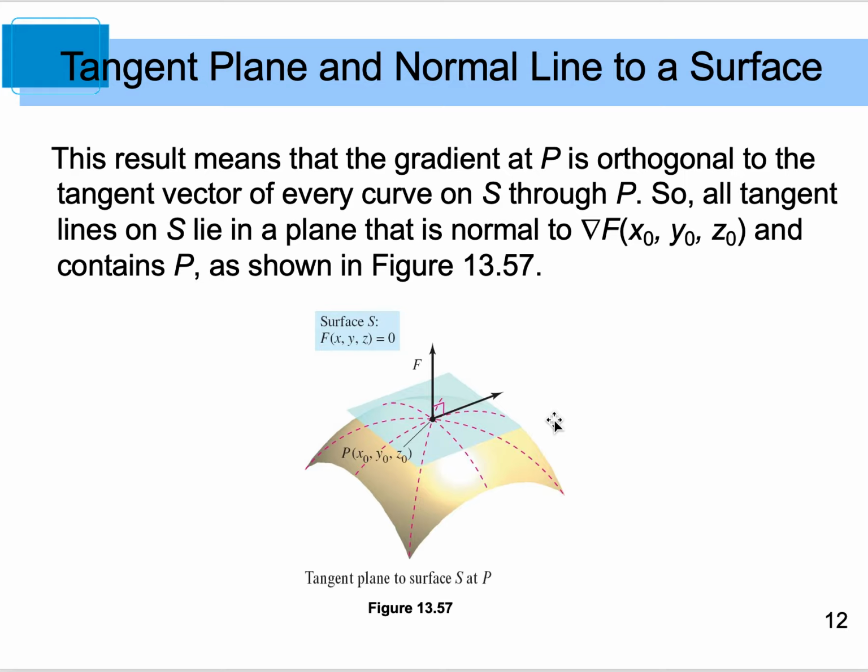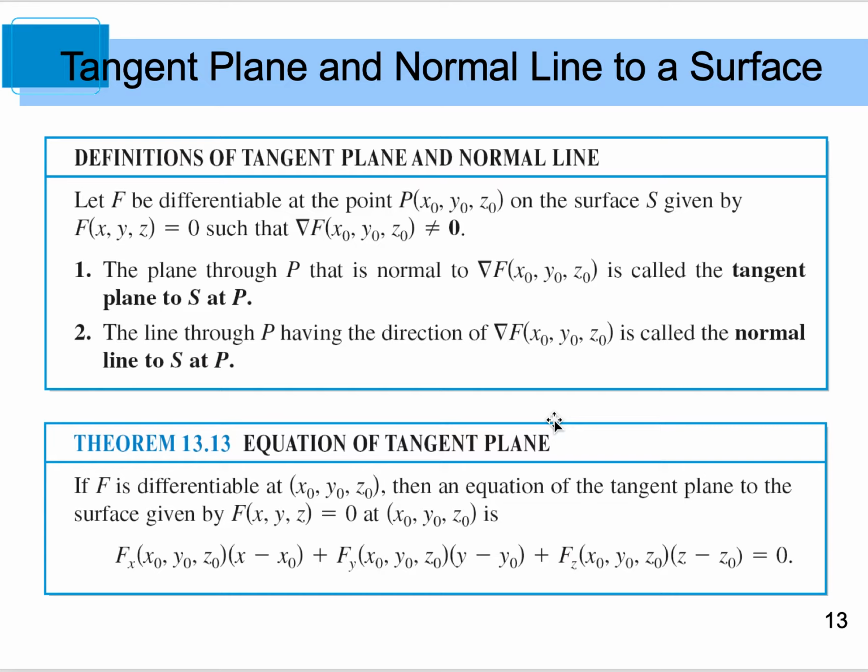So think about it kind of like point slope. When I'm working with point slope, all the lines that are parallel still go through that specific point. So the definitions of a tangent plane and a normal line are just conceptual changes from 2D into 3D, and this is going to be the equation of a tangent plane.